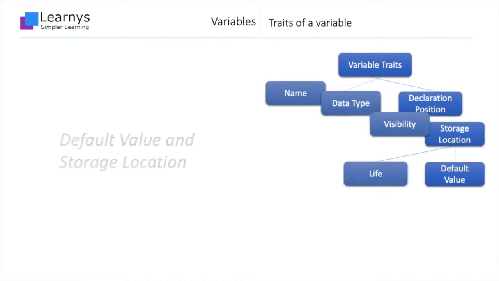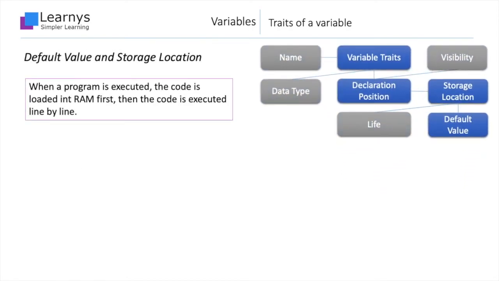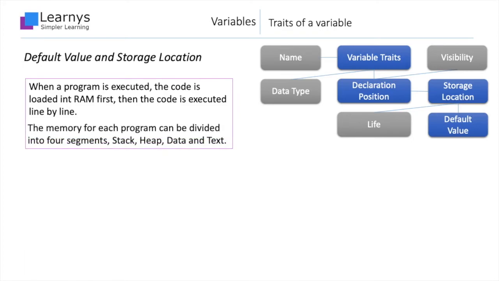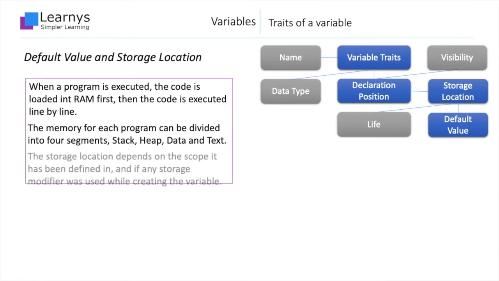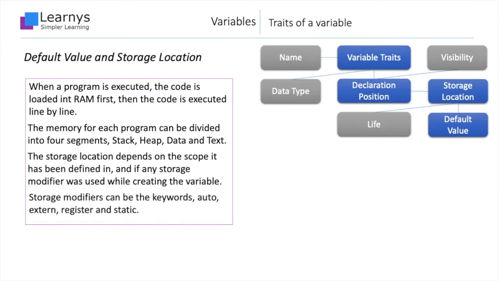Physical memory is of the following types: registers, primary storage and secondary storage. When the program is double-clicked or executed, the executable code is loaded into the memory first, then the code is executed line by line. The memory for each program can be divided into 4 segments: stack, heap, data and text. The storage location of a variable depends on the scope it has been defined in, and if any storage modifier was used while creating the variable. Storage modifiers can be the keywords auto, extern, register and static.